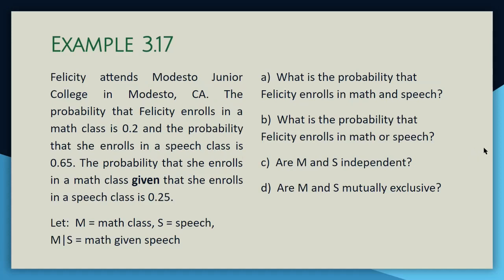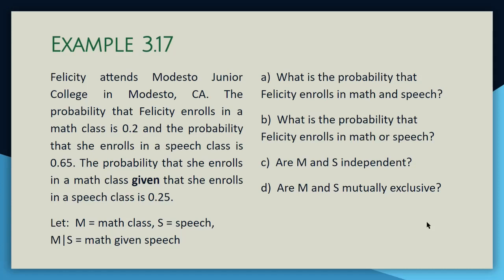So let's try another one. So example 3.17, Felicity attends Modesto Junior College in Modesto, California. The probability that Felicity enrolls in a math class is 0.2, and the probability that she enrolls in a speech class is 0.65. The probability that she enrolls in math, given that she enrolls in a speech class, is 0.25. So we're going to let M equal math class, S equal speech class, and M given S is math given speech. And we've got 4 questions.